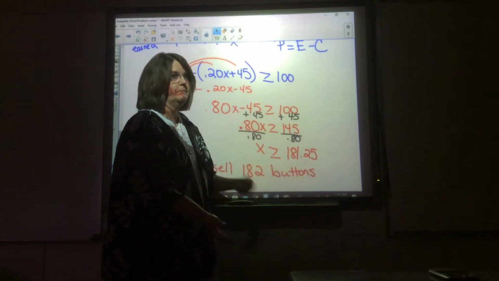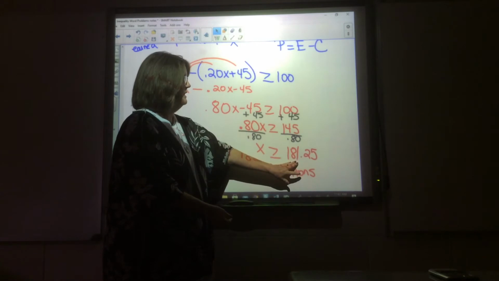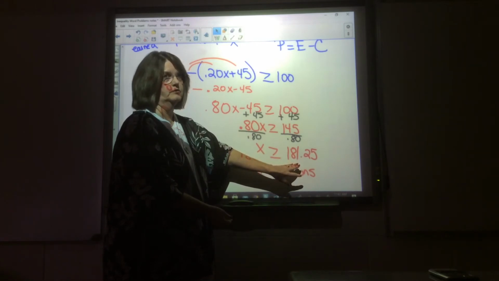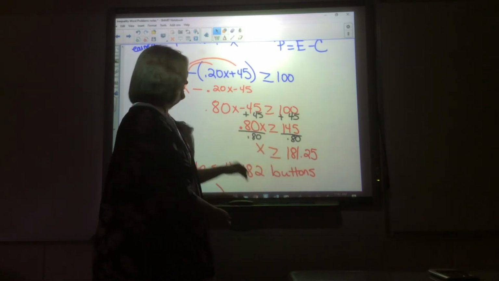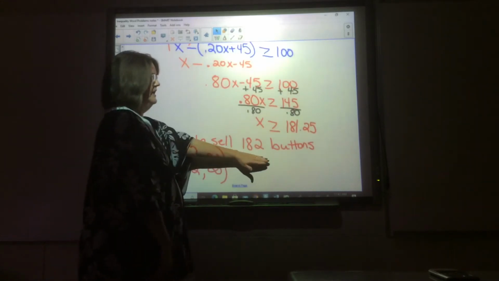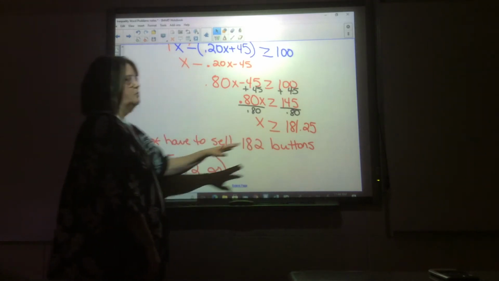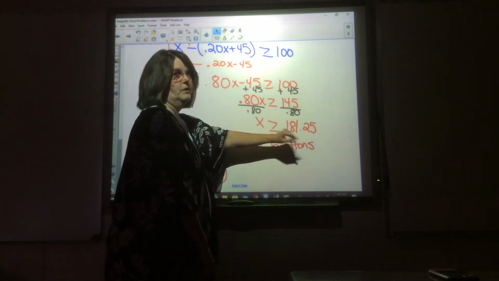But remember, you want to make $100. So 181 buttons is not going to make you $100. It's going to be less. So you have to say that you have to sell 182 buttons. You round that up because you want to make at least $100, and that's the only way you're going to do it.